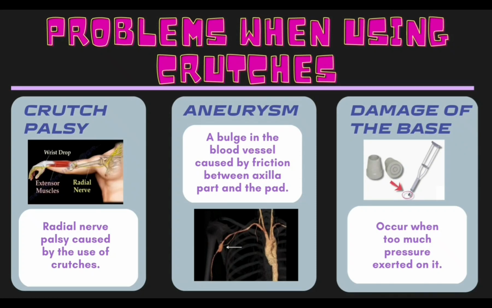First, it can cause crutch palsy. Crutch palsy is a radial nerve palsy that occurs with improper use of crutches and too much pressure on the axillary padding due to the weight of the user. Second problem is aneurysm. Aneurysm is a bulge in the blood vessel that is caused by friction between the axilla part and the pad. Lastly, damage at the base or the tip of the crutches. The damage occurs when there is too much pressure exerted on it.